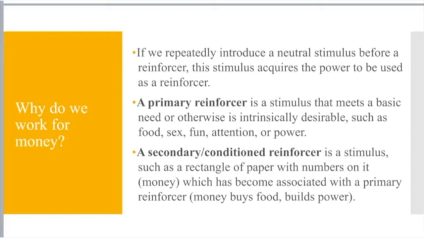But here we're going to look at the difference between a primary and a secondary reinforcer, right? If we repeatedly introduce a neutral stimulus before a reinforcer, this stimulus acquires the power to be used as a reinforcer, right? A primary reinforcer is a stimulus that meets a basic need or otherwise is intrinsically desirable, such as food, sex, fun, attraction, attention, or power.